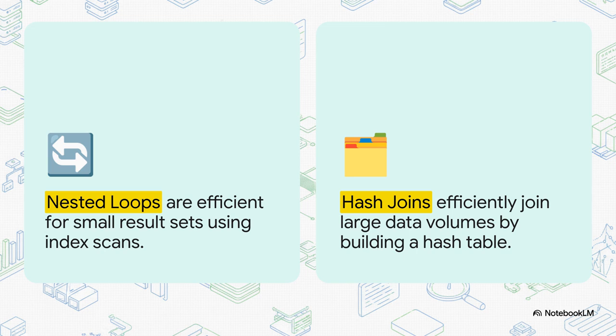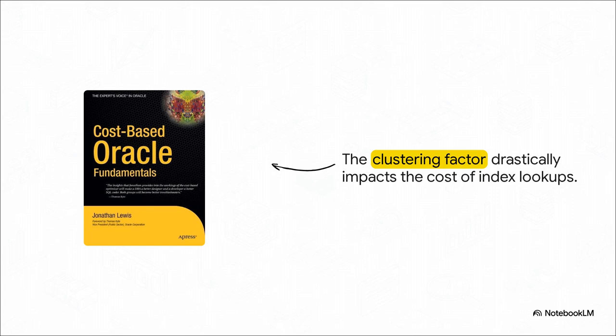Nested loops are totally fine, even fantastic for small result sets, say around 1,000 rows, because they efficiently use index scans to find matching rows. But if you try scaling that up to 1,000,000 rows, that nested loop turns into a nightmare of 1,000,000 individual index lookups. When you hit that scale, forcing a hash join is usually the way to go. The database just builds a hash table on the smaller dataset, probes it against the larger one, and your I/O drops significantly.